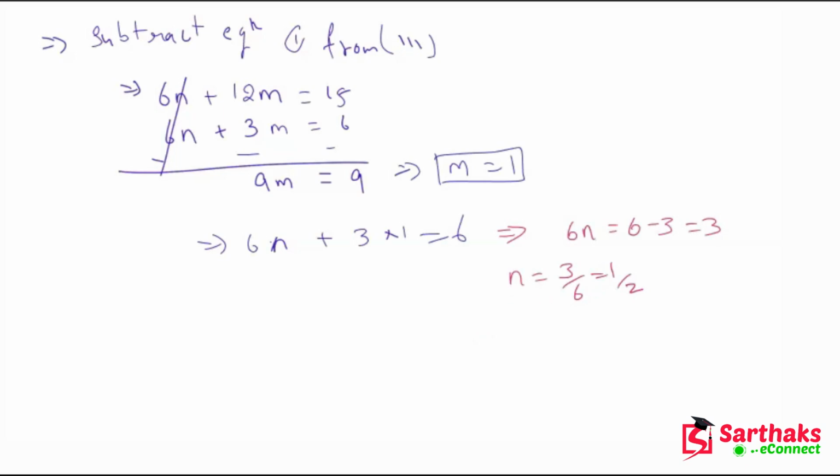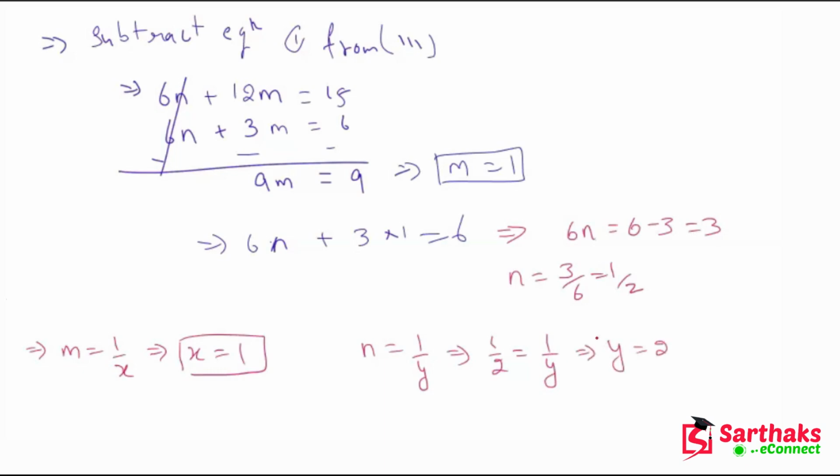Now we know that we have m is equal to 1 upon x. Okay, and the value of m is what? 1. So x is equal to 1. Okay, and now we know that n is equal to 1 upon y. So we have 1 upon 2, which is equal to 1 upon y. So we get y is equal to 2. Okay, my dear friend, I hope you get this point. So now let's move on to the next question.